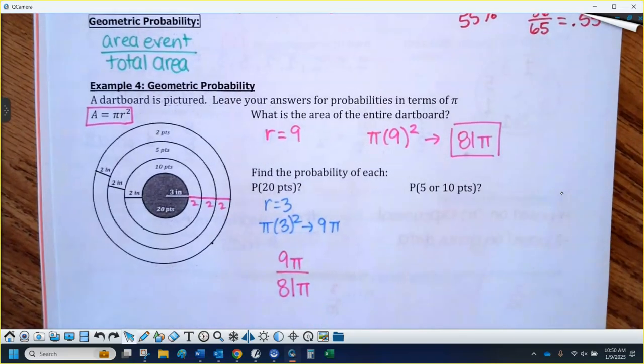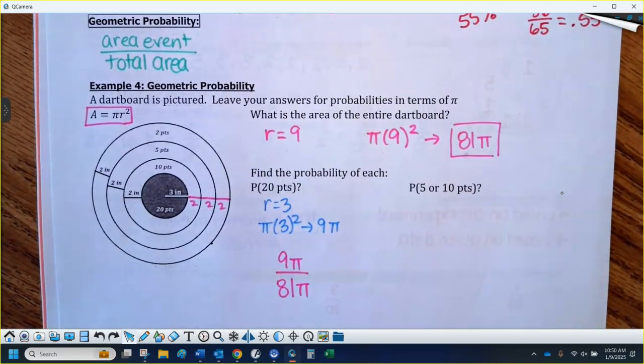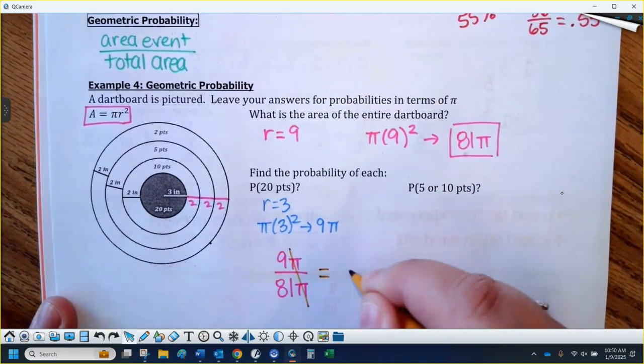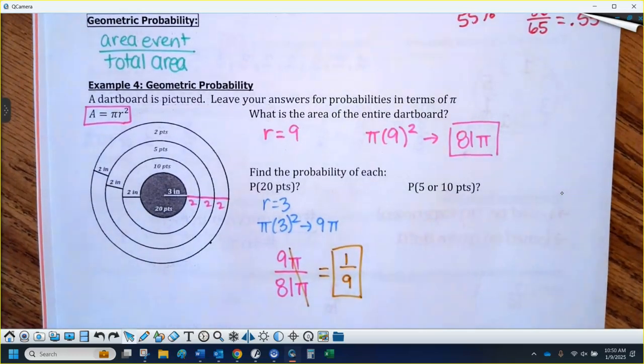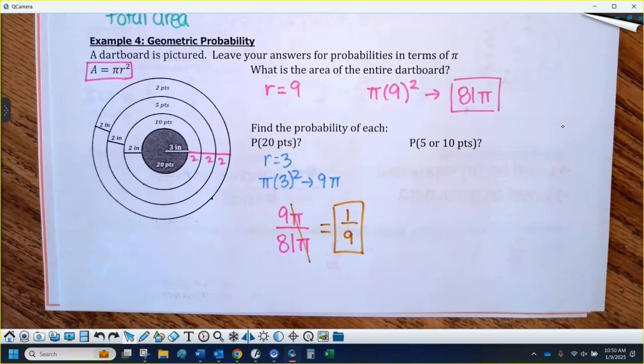And this is why I wanted you guys to leave it in terms of pi, because we can just cancel those right on out. And 9 over 81 would reduce to 1/9. That would be the probability. And again, you can do decimal, fraction, or percentage, whatever your preference is. I'm just going to leave it as a fraction there.